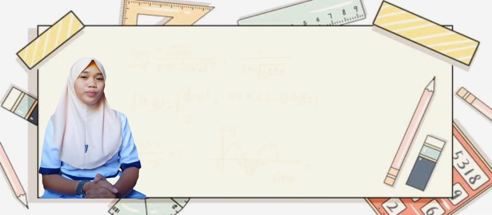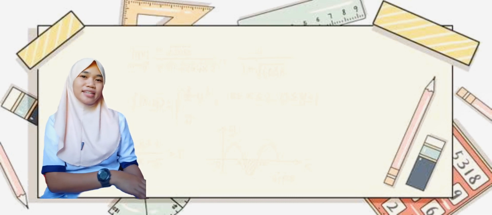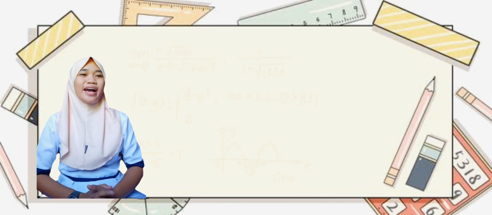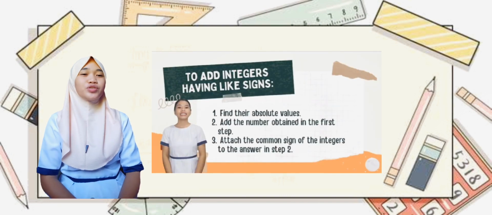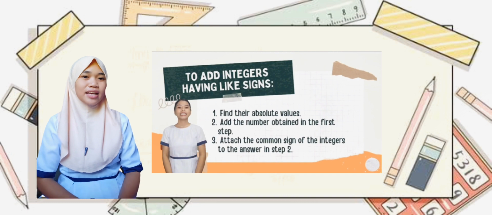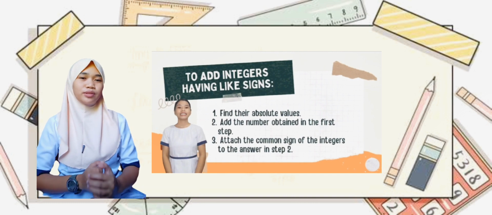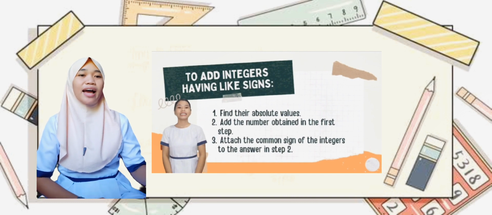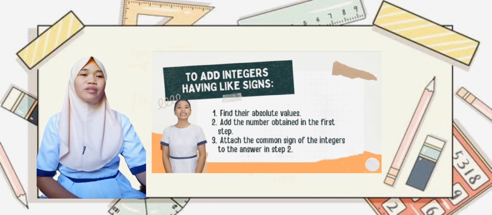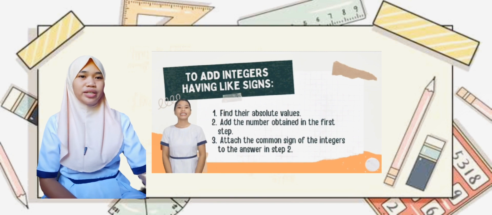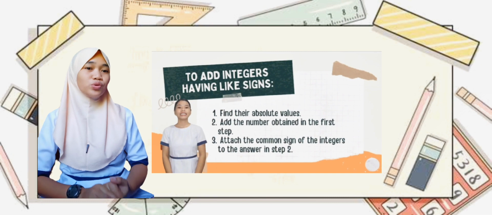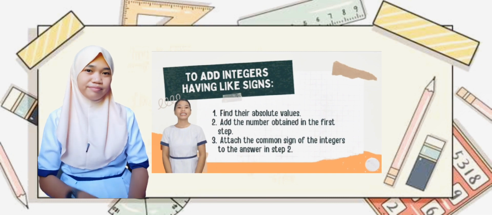So, Group 1, may we have Hani and Cassie to share your answers to the class? Wow, an excellent job, Group 1. So, to summarize, to add integers having like signs, first you have to find their absolute values. Second, add the number obtained in the first step. Third, attach the common sign of the integers to the answer in step 2. There's no problem in positive signs since you directly add the given.